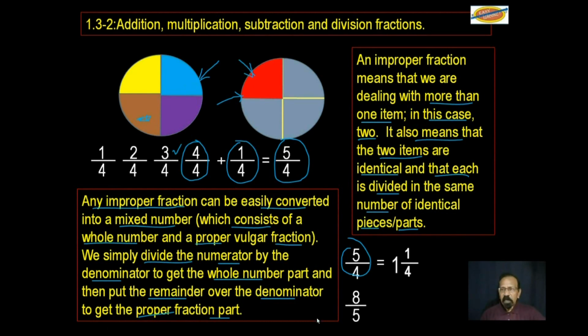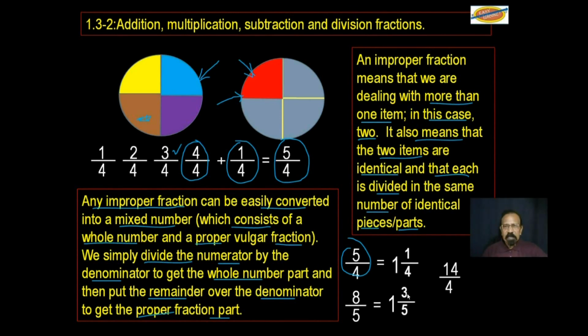If we say 8/5, we divide the 8 by 5. 5 into 8, 5 ones are 5, remainder 3. That 3 goes over the 5, and so 8/5 is the same as 1 complete item plus 3/5 of another identical item.